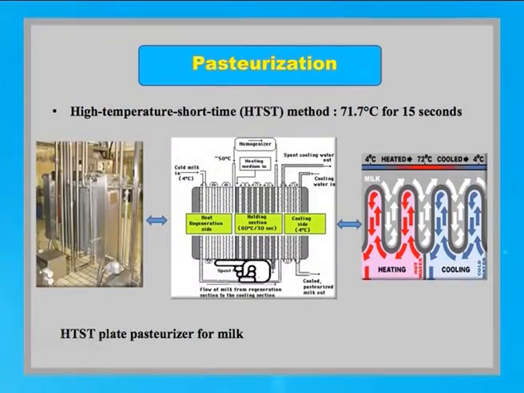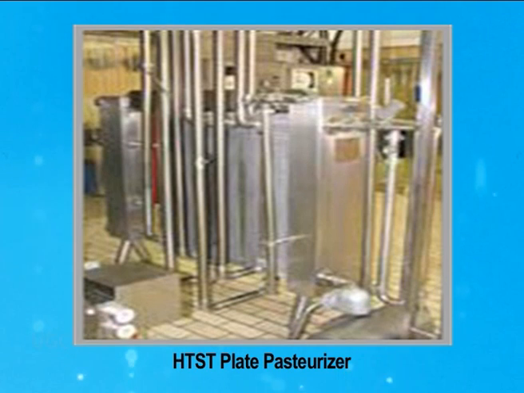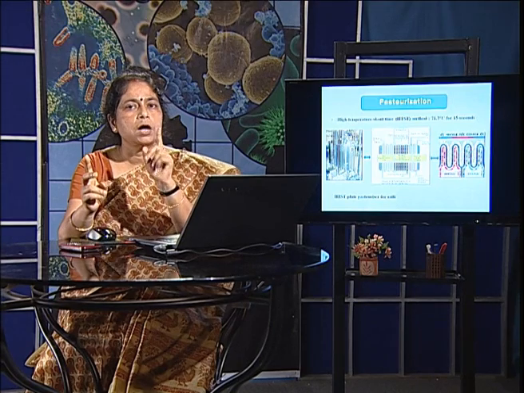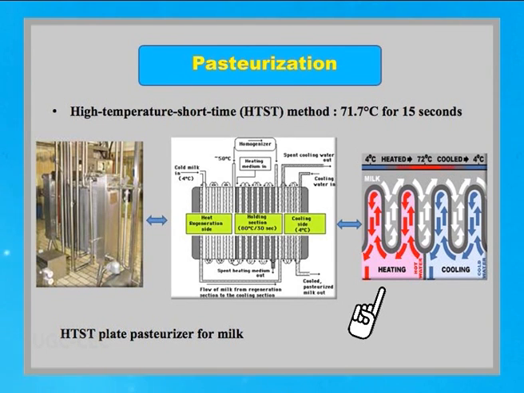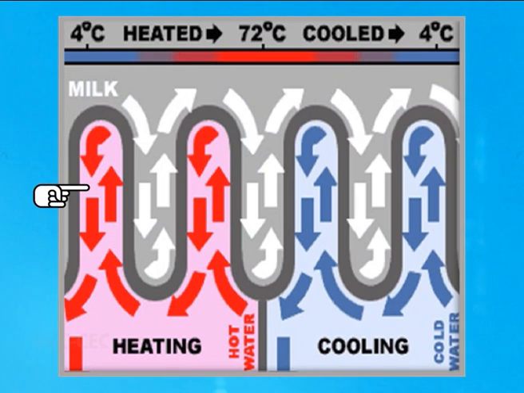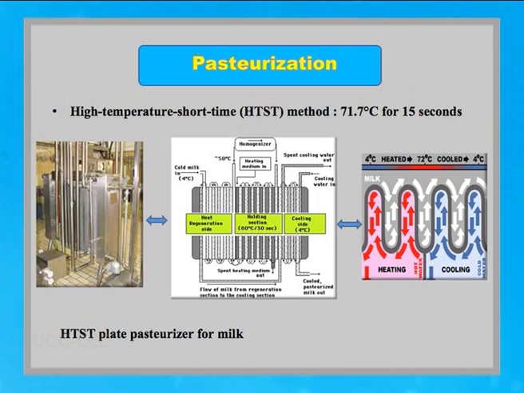Here you can see an HTST plate pasteurizer in the industry, which shows that we have presence of two different types of towers. One is called the heating tower and the other one is called the cooling tower. The heating tower is the one where you could see over here a hot water at a temperature of 71.7 to 72 degrees Celsius is supplied. And the cooling tower is the one where water at a temperature of 4 degrees Celsius is supplied. The milk, as you can see over here, shown by the white arrow, is being flown through this tower. In the heating tower, it is kept for 15 to 30 seconds, which is called the holding time of the product. And after this, it is immediately subjected to the colder temperature of 4 degrees Celsius. So in this way, the HTST pasteurization of the milk takes place.